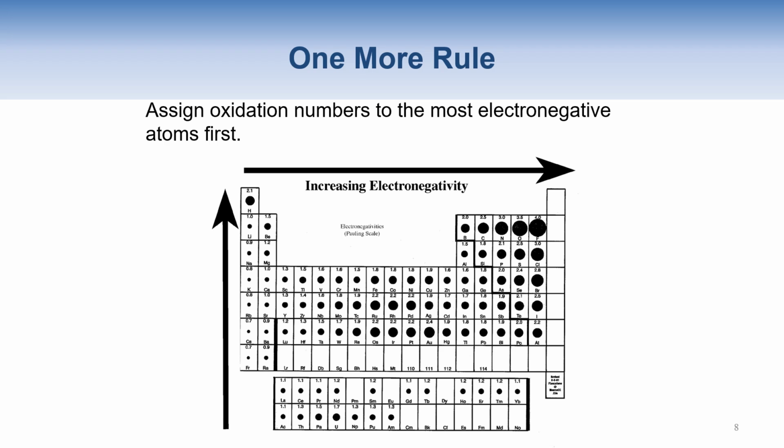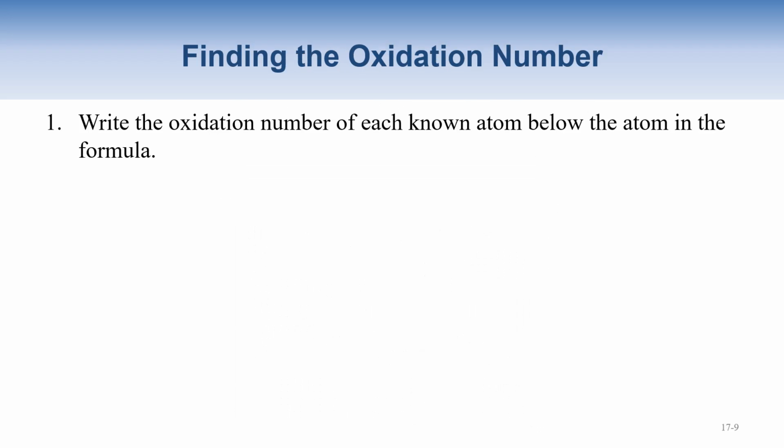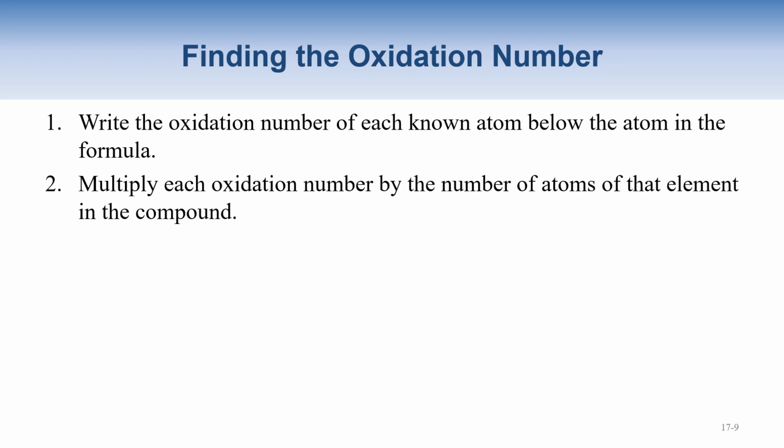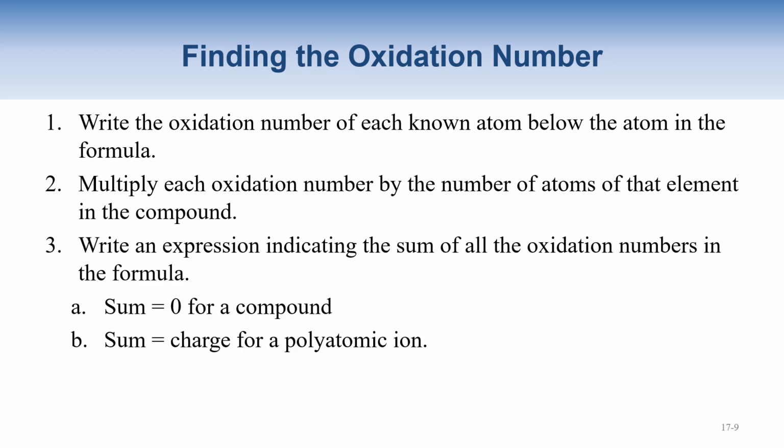Again, you want to start with the most electronegative atom first. So this is our table of electronegativity. You should always reference this when assigning oxidation numbers. So write the oxidation number of each known atom below the atom in the formula. Multiply each oxidation number by the number of atoms of that element in a compound. And then write an expression indicating the sum of all the oxidation numbers in the formula.